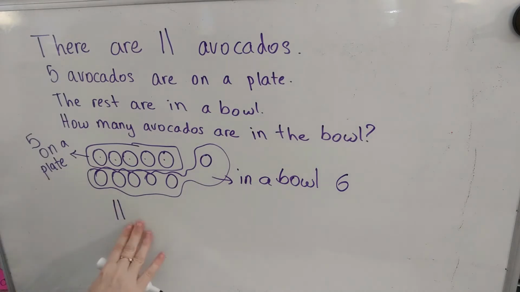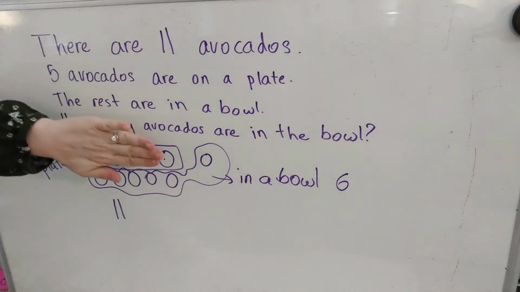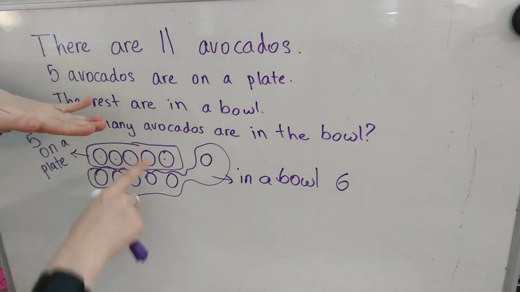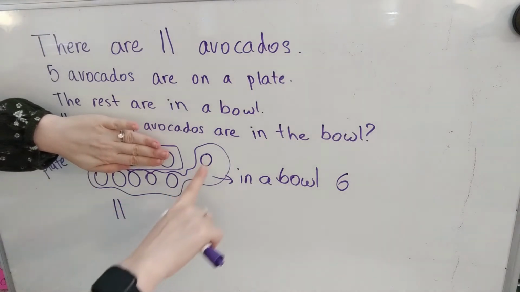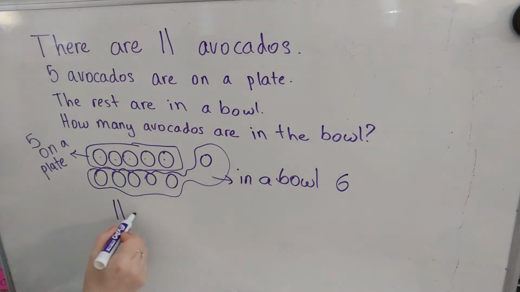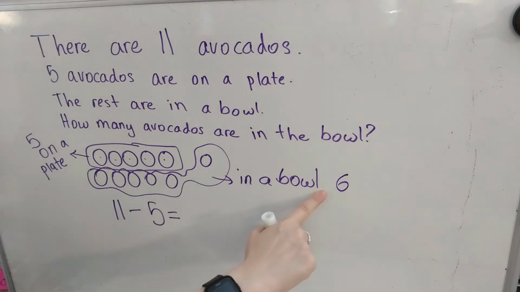If I wanted to show a subtraction equation for this problem, I would start with my number 11. And if I'm trying to find one part and I know one part, what do I do? I take away the avocados that are on a plate to see how many avocados are left in a bowl. So this is me taking it away. That means I'm going to subtract. What am I subtracting? What I know. The 5 that are on the plate equals what's left, which is going to be the avocados that are in the bowl.